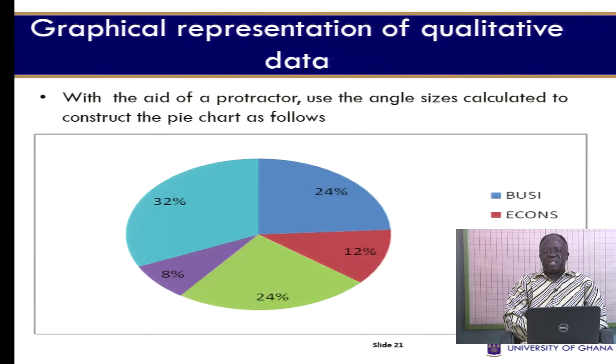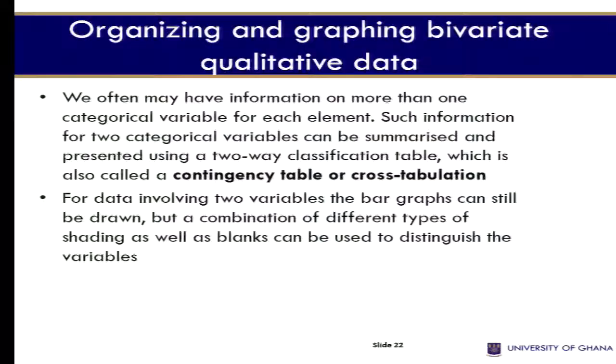So for business, you have 24%, economics 12%, MIS 24%, business 88%, and then others 32%. You must know how to use the protractor to divide the circle to represent the various courses students want to offer. That is by this example. We move on to another step.